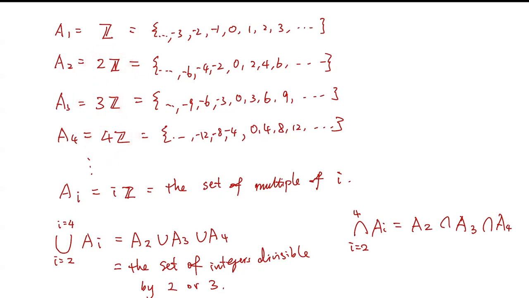Now we know every number divisible by 4 is also divisible by 2. So when you take the intersection, it will be the numbers that are divisible by both 3 and 4. A number that's divisible by both 3 and 4 will be a number that's divisible by 12. So this will equal the set of numbers divisible by 12, which we can just write as A12. Do we see that? Any questions here?